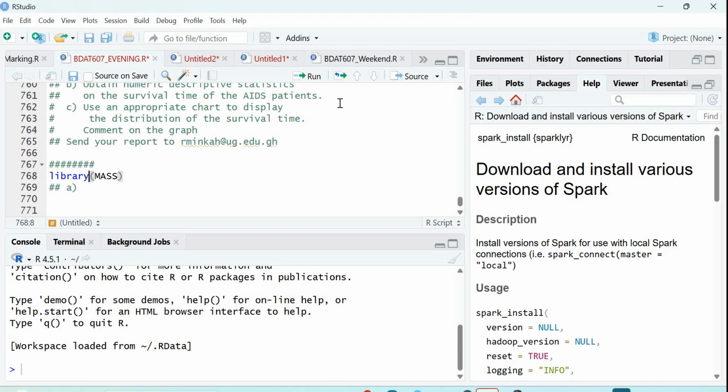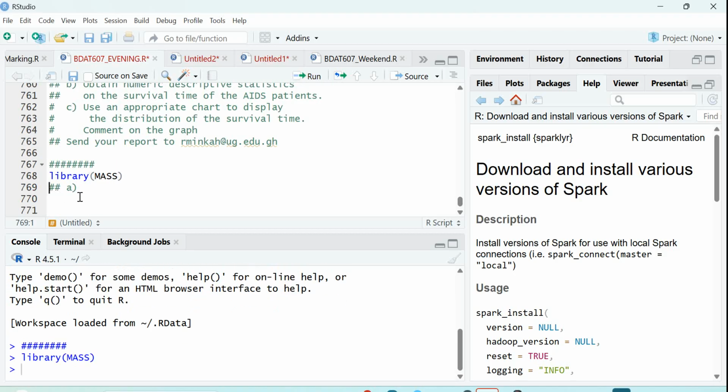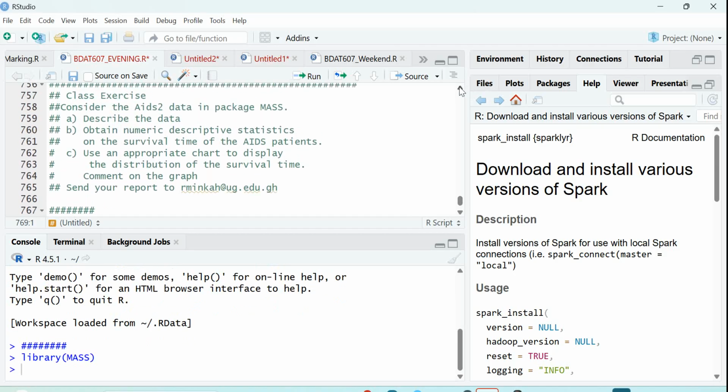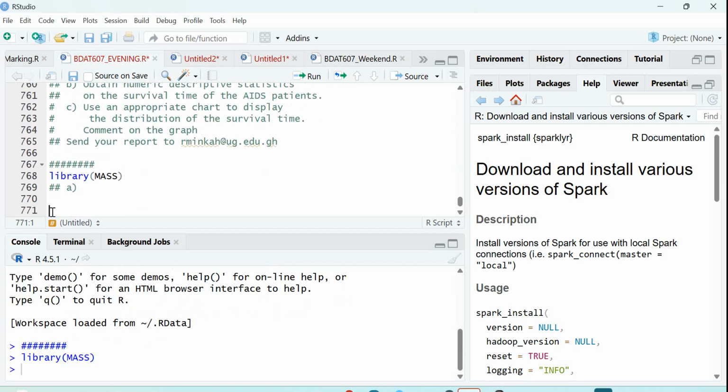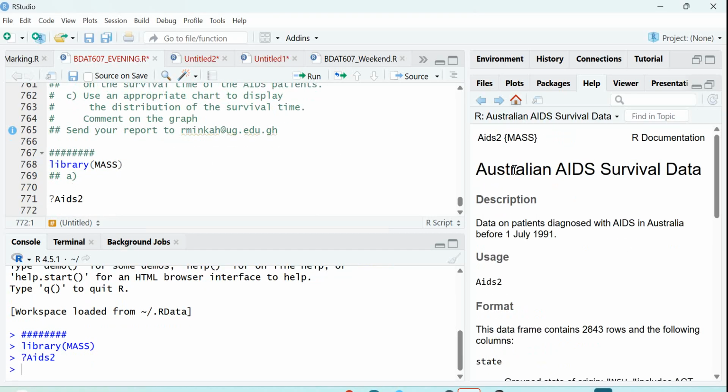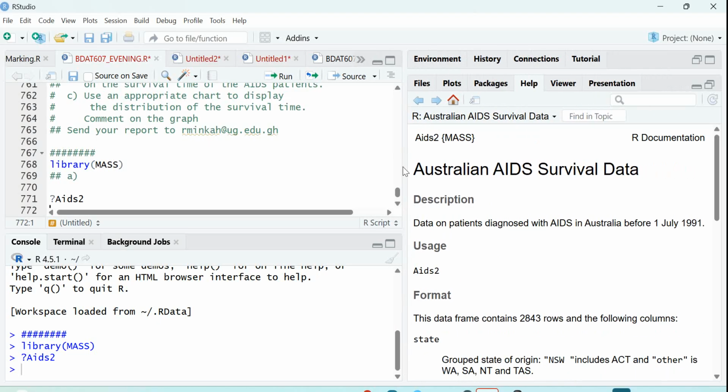Let us know that, so you do that. Then the first one is describe the data. So how do you describe the data? Well, you do question mark and start typing A's 2 like this. If you look at this, it tells you that this is the Australian survivor data. So you can copy this and paste it in, or describe it in your own words.